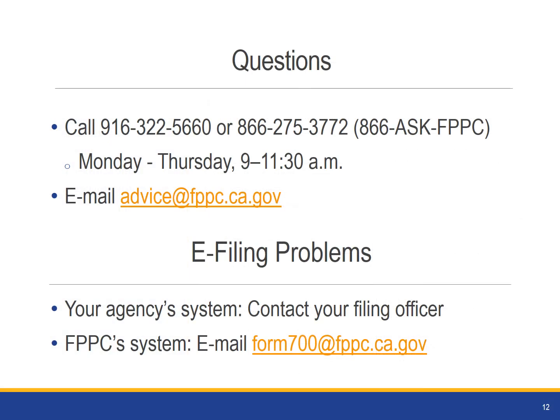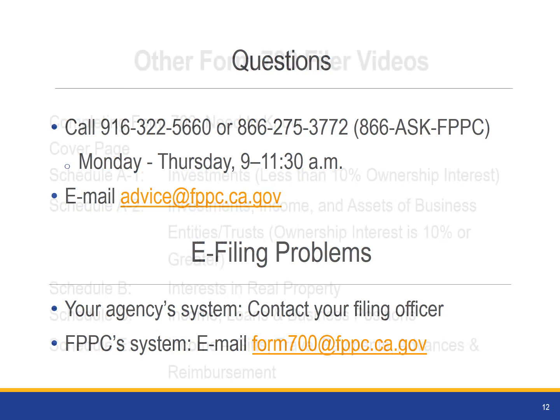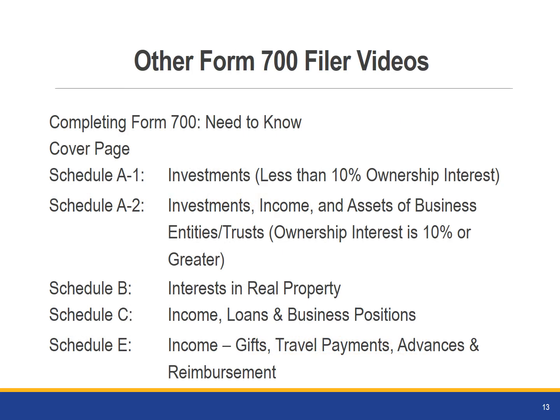If you have further questions on completing your Form 700, we are available to help. For questions on what to disclose or how to disclose it, call us at the number above or send us an email. If you are having technical problems with your agency's e-filing system, please contact the filing officer at your agency to see who provides support for your system. If you are having technical issues with the FPPC system, please send an email to the address noted on this slide. This concludes the training module on Schedule D of the Form 700.